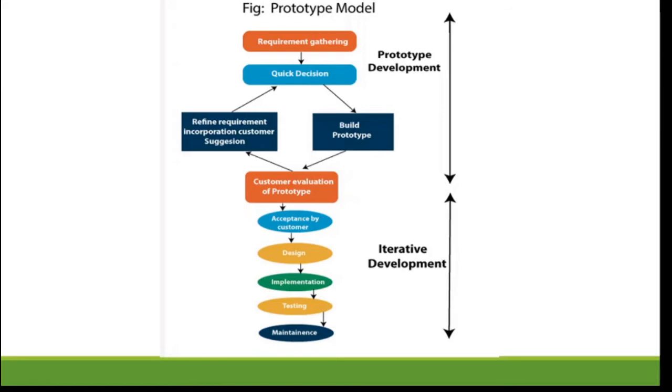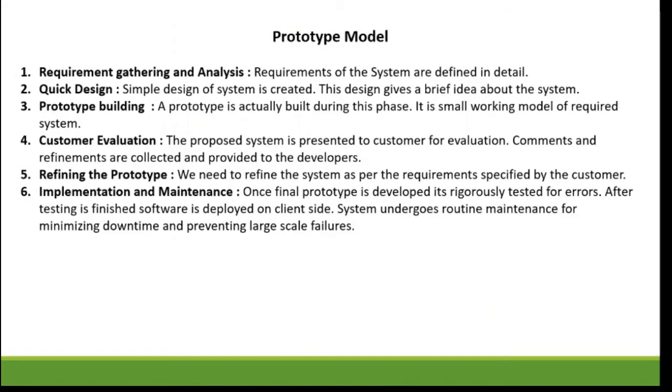Let's discuss the phases of the prototyping model. The first phase is the requirement gathering and analysis phase. The model starts with requirement analysis. In this phase, the requirements of the system are defined in detail. During the process, the users of the system are interviewed to understand their expectations from the software.